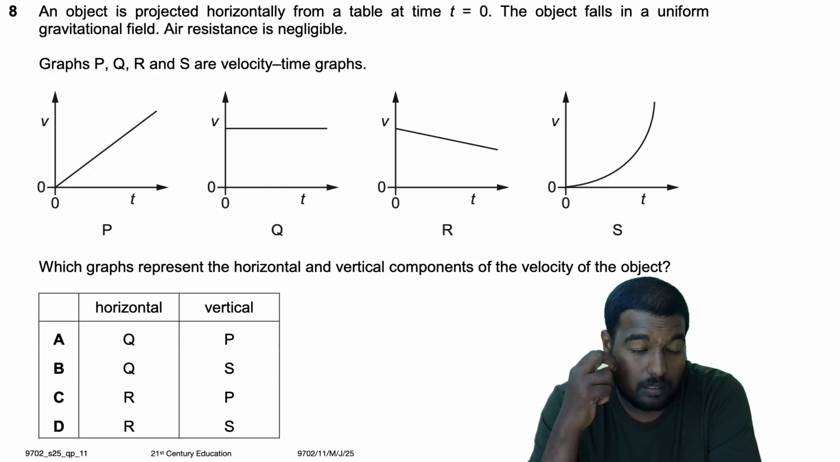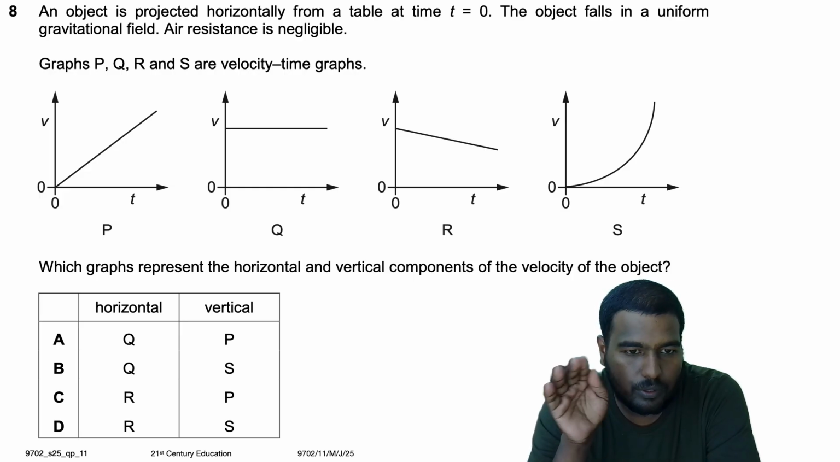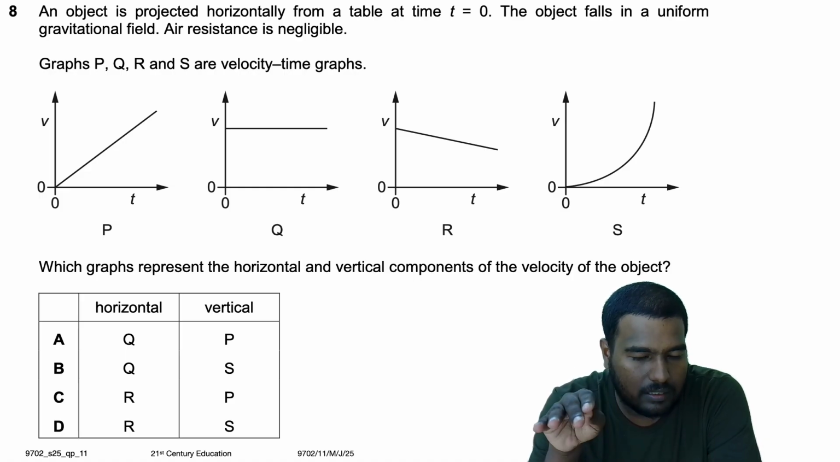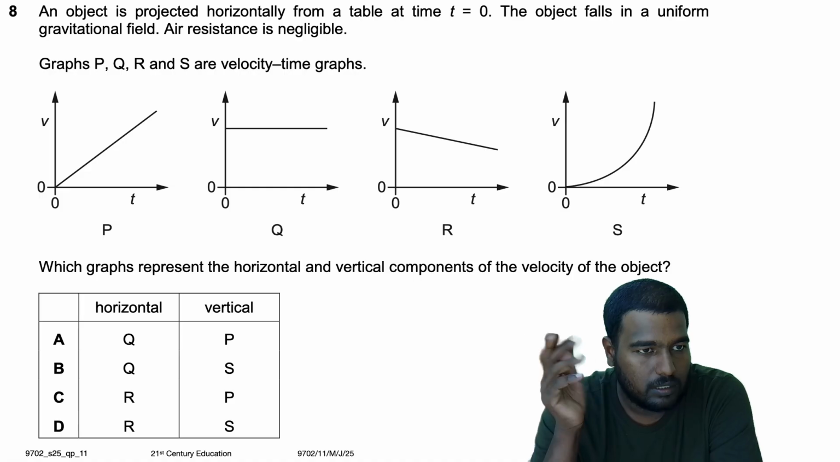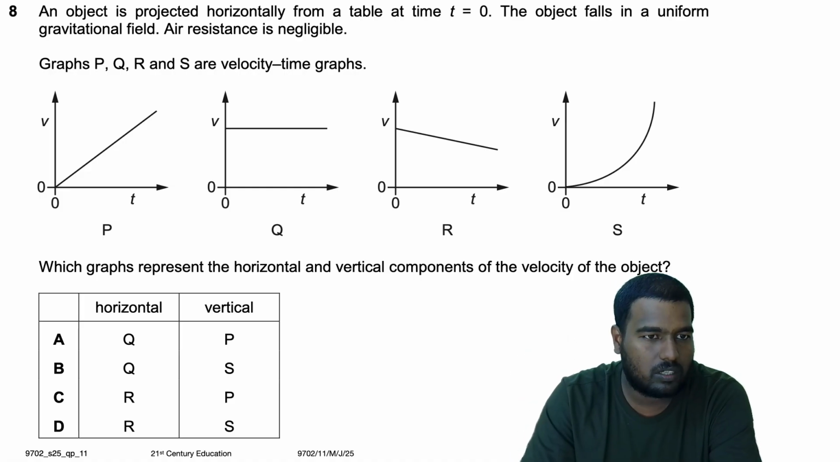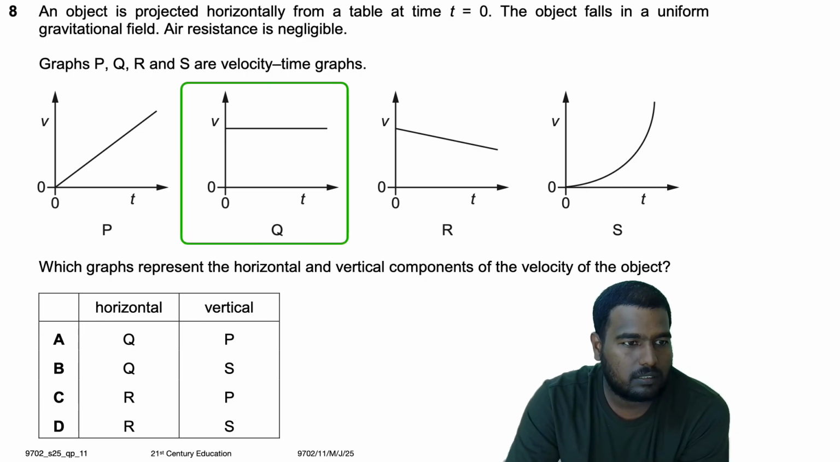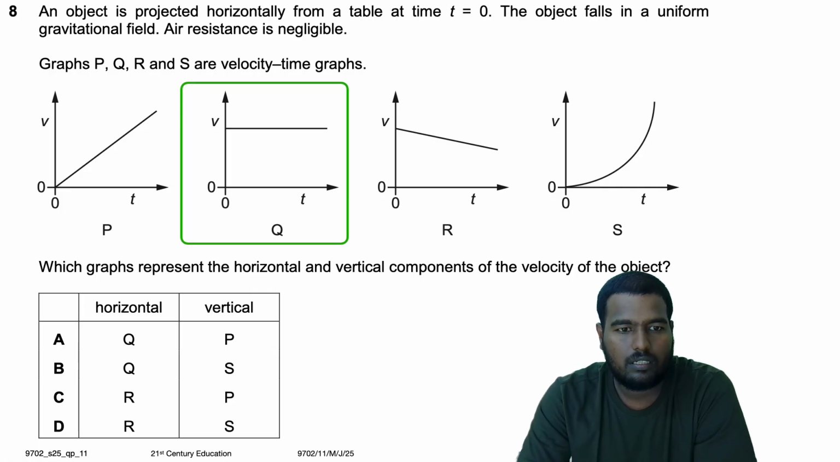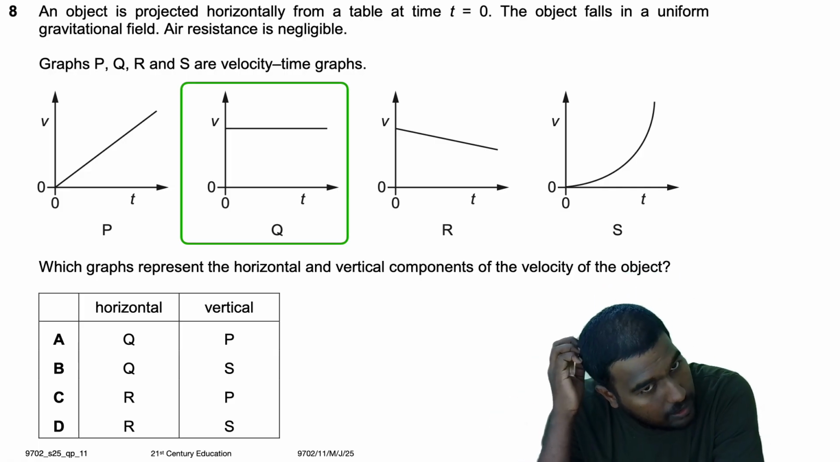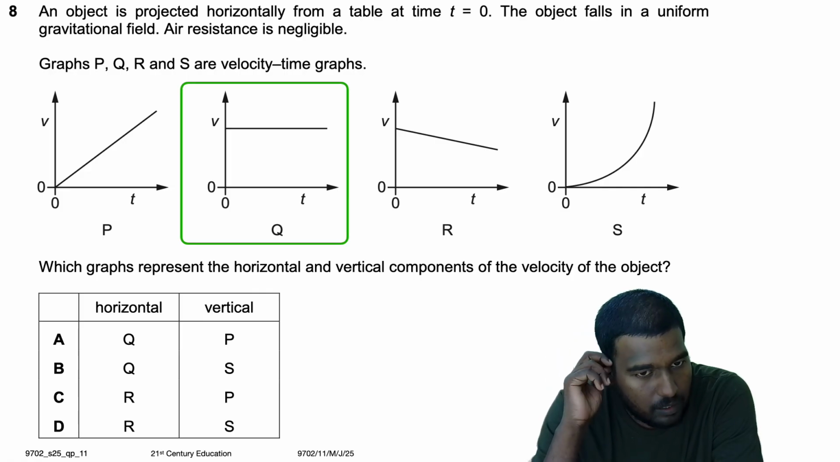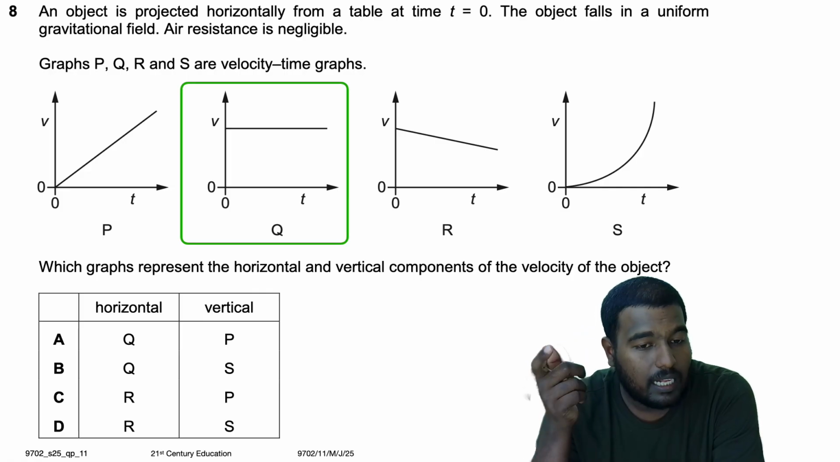Okay. We know that the horizontal velocity is not going to change. Gravity acts only in vertical. So the initial horizontal velocity will remain constant throughout the motion. So I think option Q, where v is just constant for horizontal. For vertical, air resistance is negligible, so velocity will increase. But will it increase like P or like S? It will increase like P because acceleration is constant.